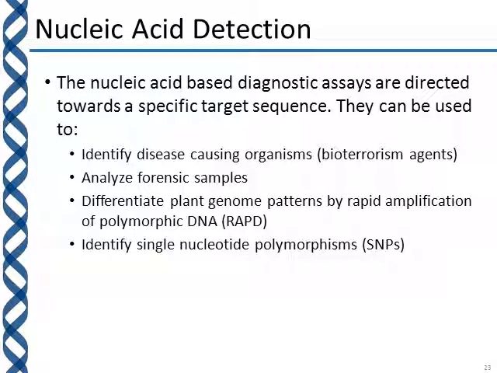These nucleic acid-based diagnostic tests are directed toward a specific target sequence. They can be used to identify disease-causing organisms, such as bioterrorism agents. They can analyze forensic samples. They can differentiate plant genome patterns by rapid amplification of polymorphic DNA. They can identify single nucleotide polymorphisms, or SNPs.